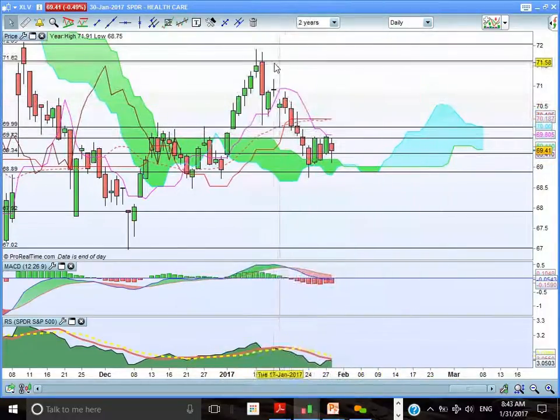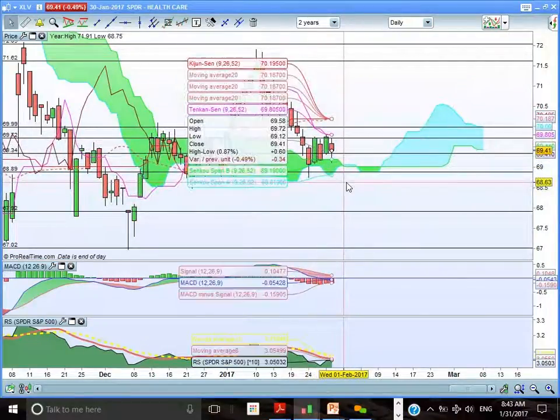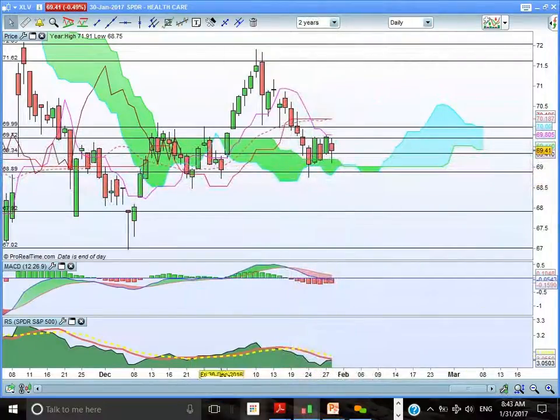So we could see the healthcare sector rebound from the top end of the cloud. Now, it is critical to watch. If it keeps dipping below the cloud, then we're going to start seeing the emergence of a downtrend. But currently, there could be a possible rebound opportunity there.